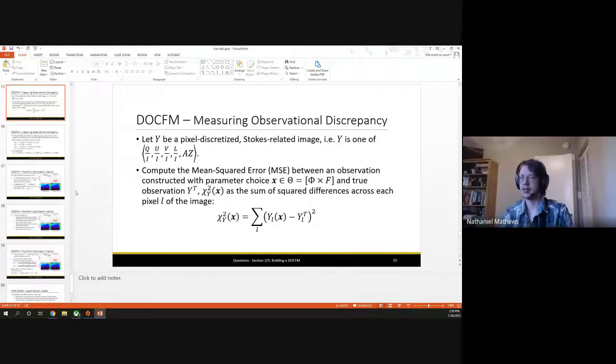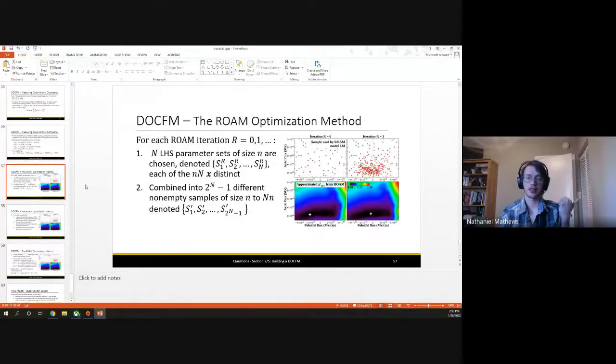So in the first part of this talk, the complete DocFM, we were optimizing 2 parameters, which were the axial and poloidal flux of the inserted flux rope.